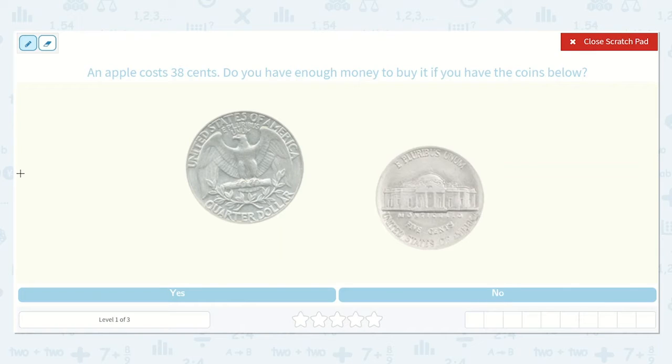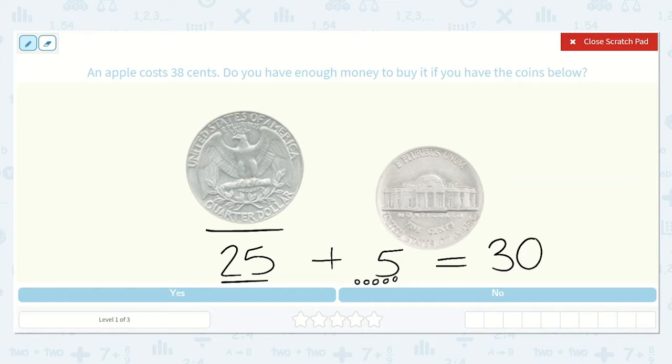Well, let's see. I know that a quarter is worth 25 cents. And I know that a nickel is worth 5 cents. So let's see what 25 plus 5 is. If we have 1, 2, 3, 4, 5, let's count on. 25, 26, 27, 28, 29, 30.